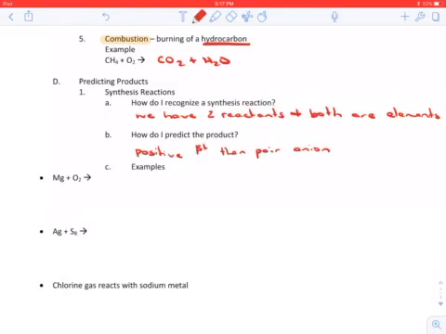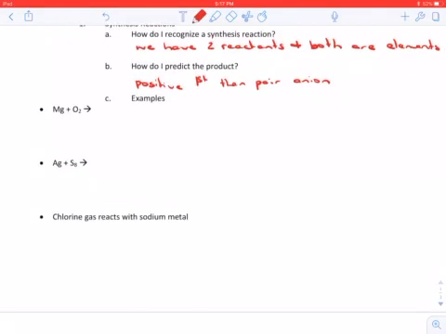So let's go ahead and take a look. Our first example, we have Mg plus O2. Well, we see both of these are just single elements. We do not have a compound anywhere. So we know this is a synthesis reaction, and we're going to squish it together. Mg is plus 2, O is minus 2. So we have Mg plus O2, arrow, and we're going to get MgO because Mg is plus 2 and O is minus 2. We do our crisscross and reduce.